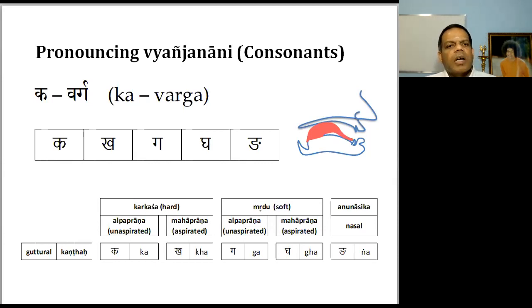So I will again go through ka, kha, ga, gha, nga. And you should understand the meaning significantly changes with how the sound is produced. So that is something which we will touch upon later on.